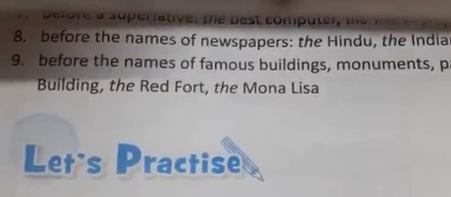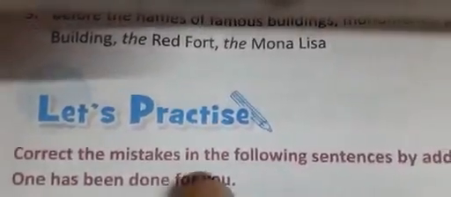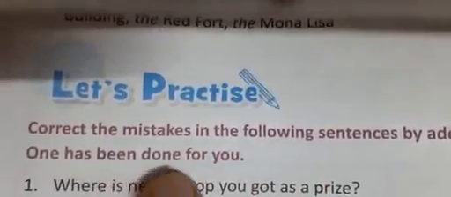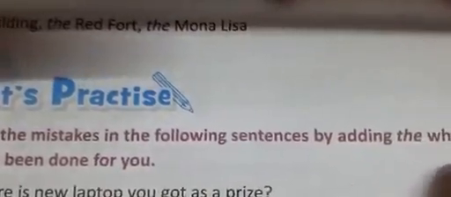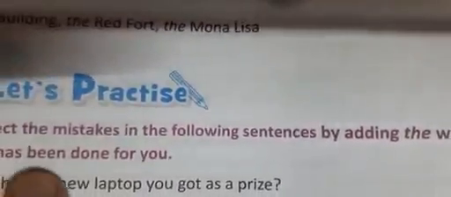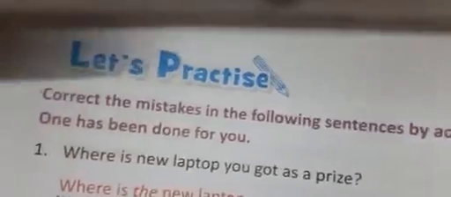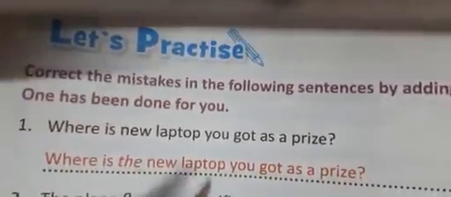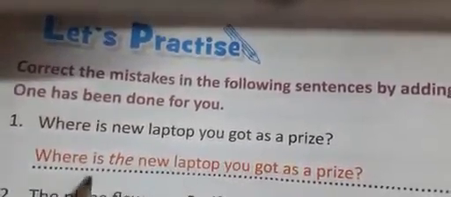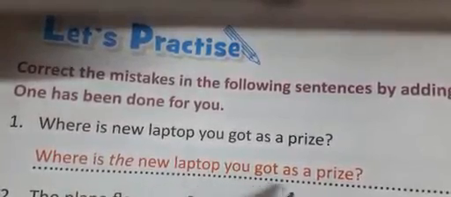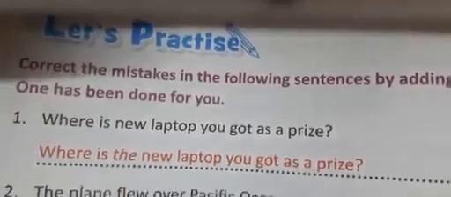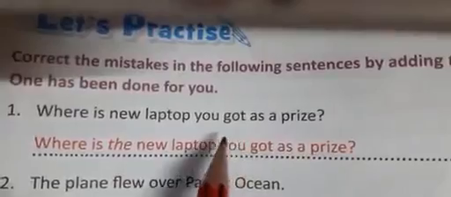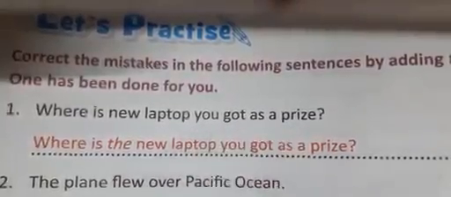Please learn these sentences. Let's practice. Correct the mistakes in the following sentences by adding the whenever necessary. We have to use the. One has been done for you. Where is new laptop you got as a prize? Where is the new laptop you got as a prize? Why are we using the? Because that is a special laptop which he has got as a prize.